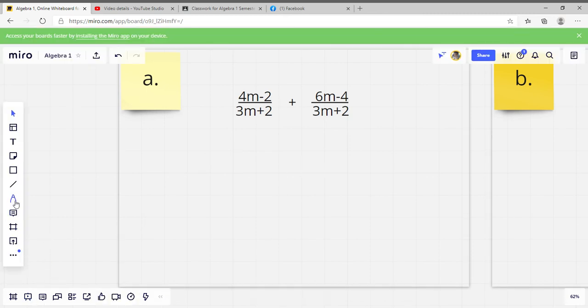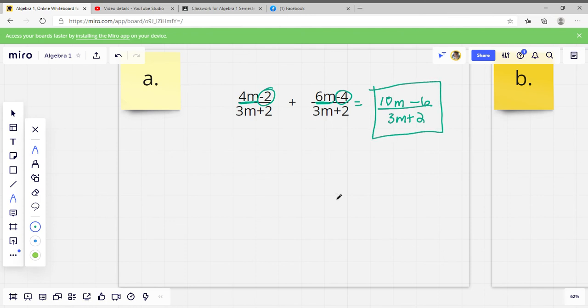This first one, A, our bottoms are the same, so that means we can just add. 4m and 6m can be put together because they are like terms, so 4 plus 6 would be 10m. And then our 2, negative 2, and negative 4 would be negative 6. And our bottom just stays the same. So the answer to A is 10m minus 6 over 3m plus 2.